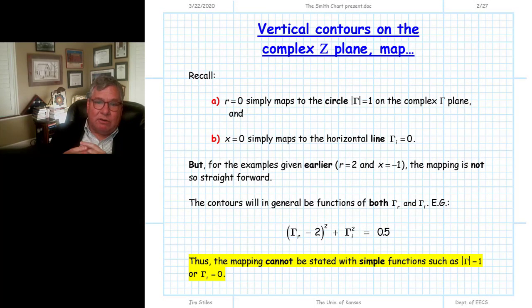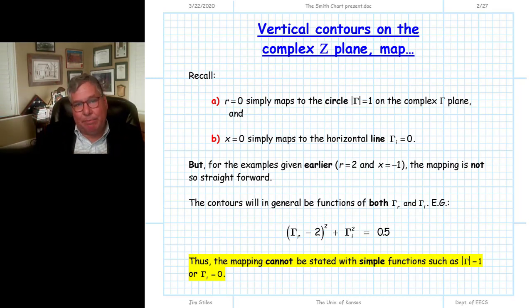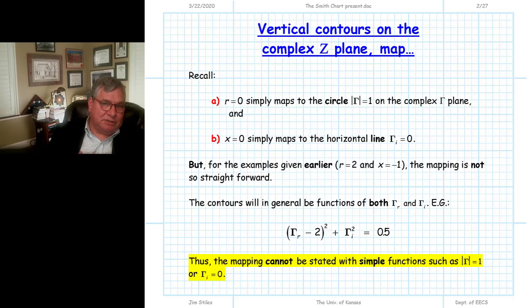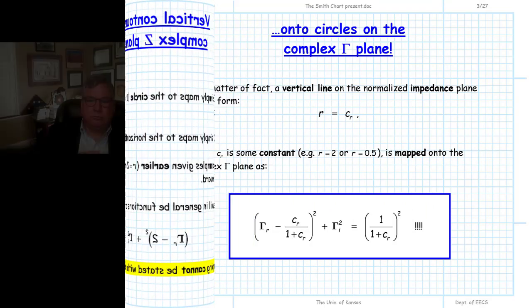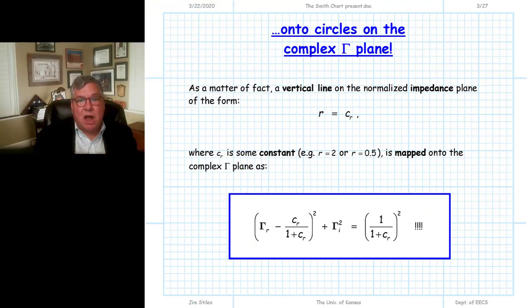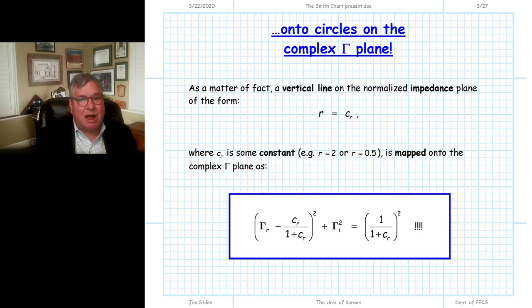So let's start out with a vertical contour, a contour of the form where we say r is equal to 2, for example. What would be the mathematical statement of such a contour? All right, so we're talking about contours now that we can describe on the normalized impedance plane by simply stating r is equal to 1, or r is equal to 6, or r is equal to 0.1, or r is equal to minus 67. r is equal to some constant value.